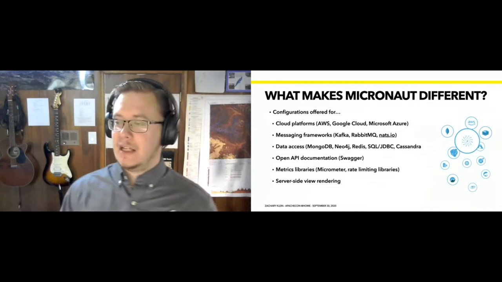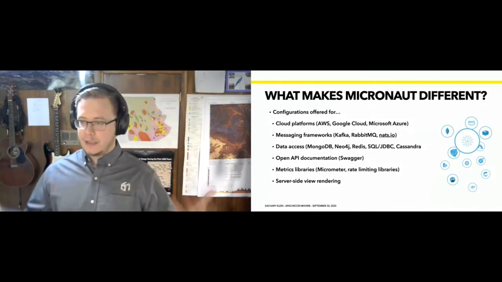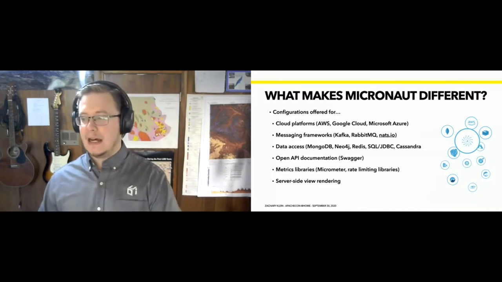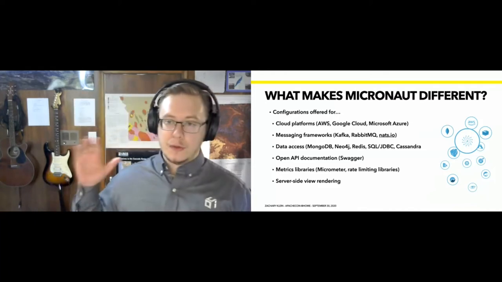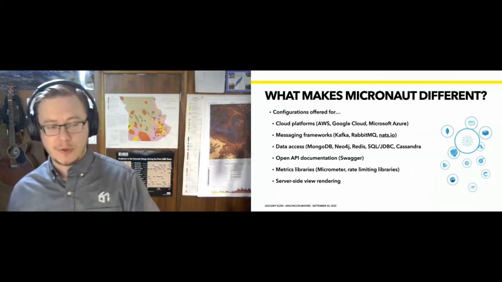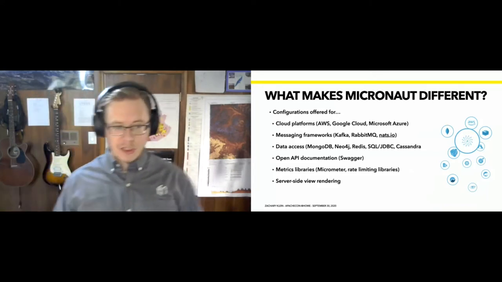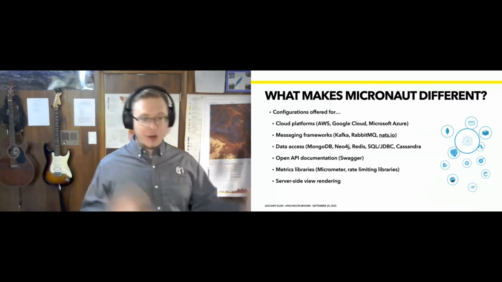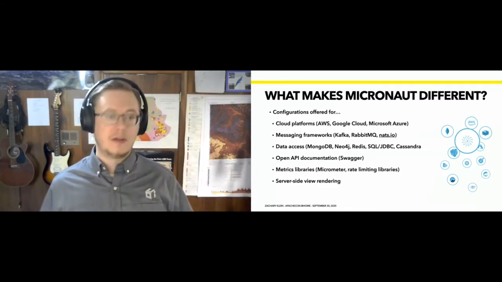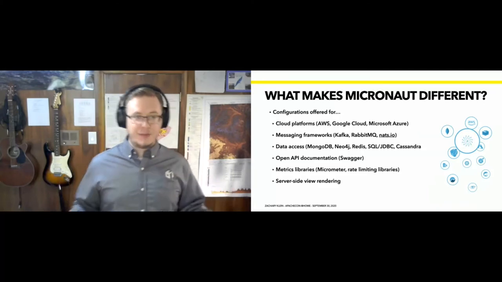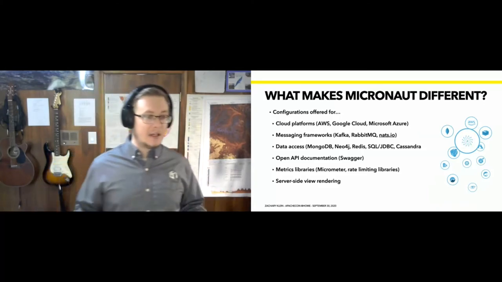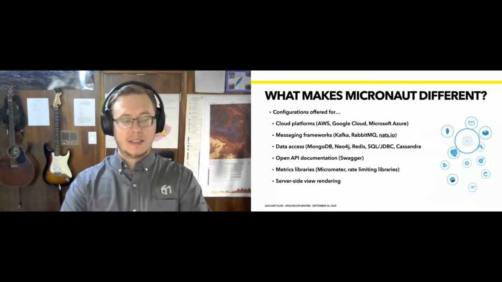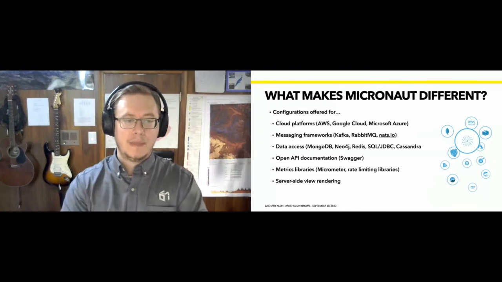And then there's configurations available for all sorts of other really cool libraries and platforms: data access, OpenAPI, Swagger documentation, super cool. With Micronaut's OpenAPI support, you can analyze your controllers and generate really cool interactive documentation from your code. So you don't actually have to write the Swagger documentation yourself. You can certainly supply additional metadata if you wish, but it's able to do a lot of work simply by analyzing your controllers at compile time.